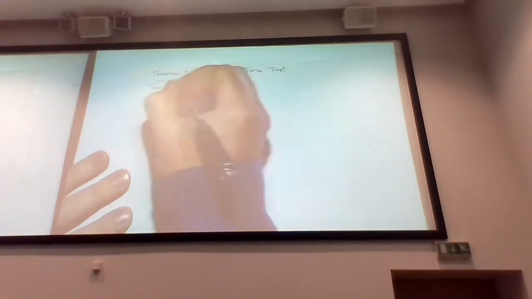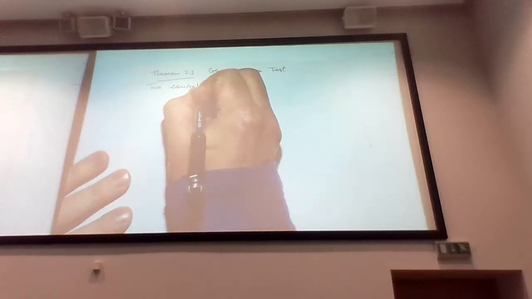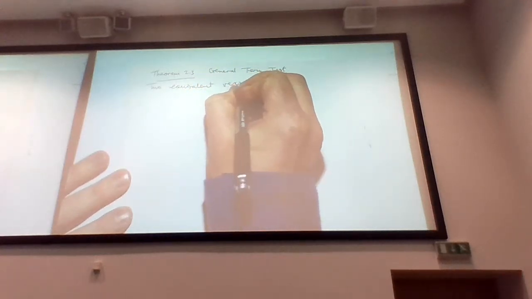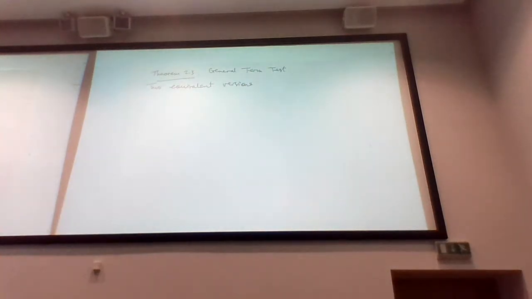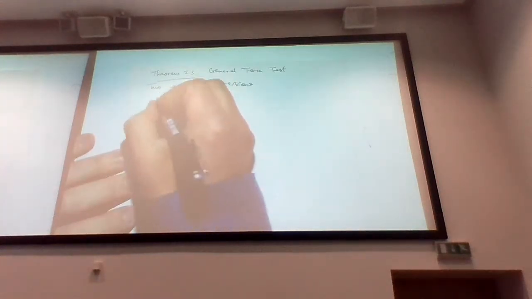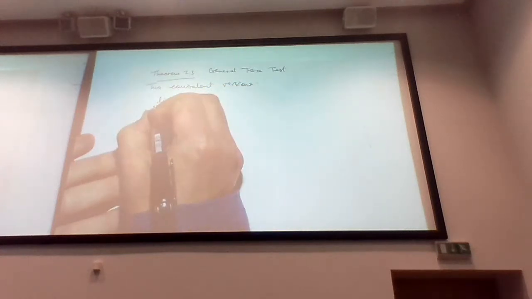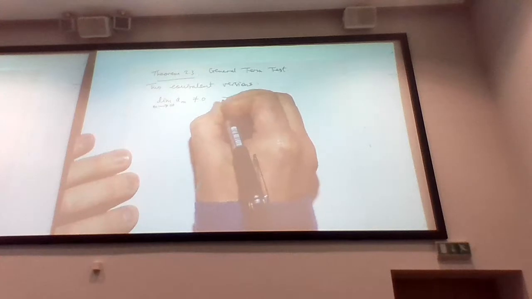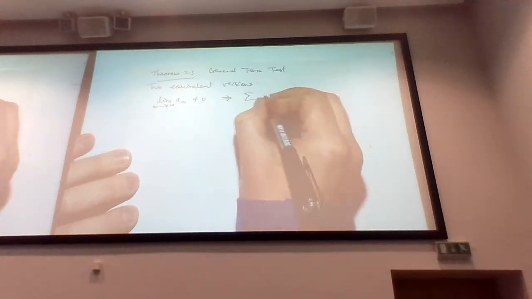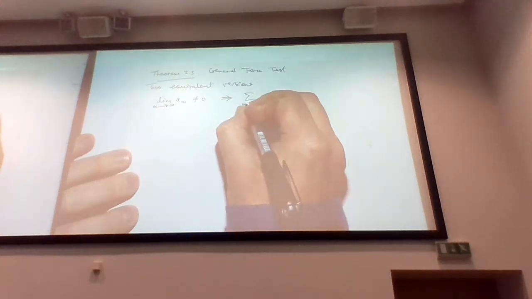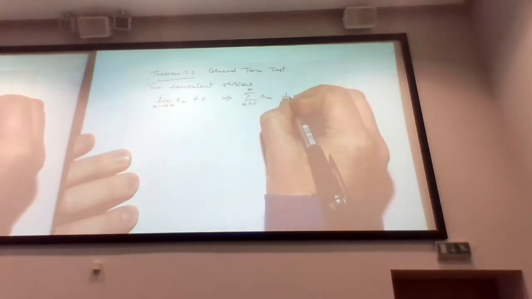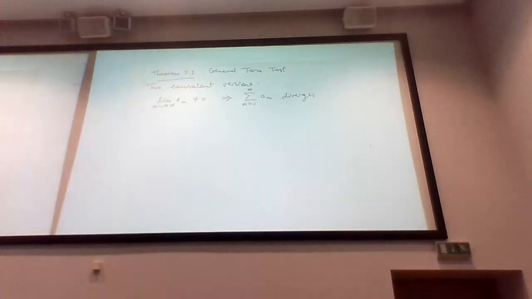So it comes in two equivalent versions, which are actually contrapositives of each other. It's a nice example of a pair of contrapositive statements, which Saeed has been telling you about in the logic. So the first way of saying it is that if the limit of the terms is non-zero as n goes to infinity, then that implies the series of those terms diverges.